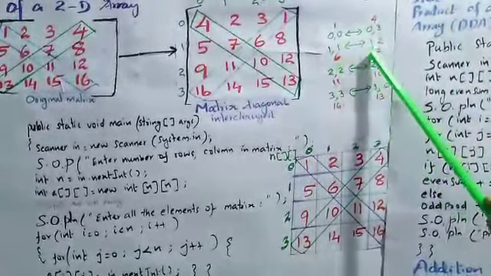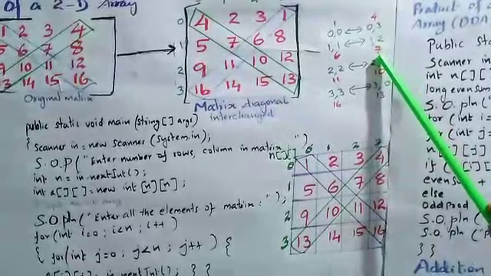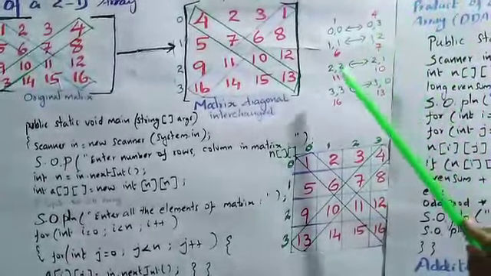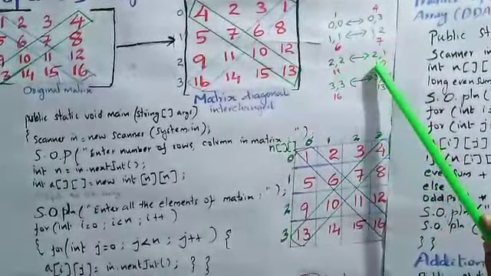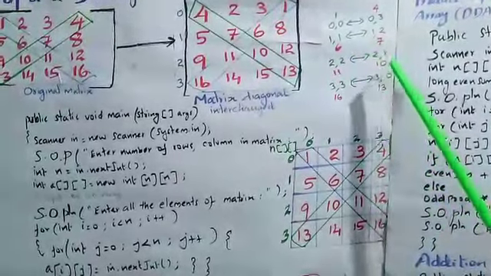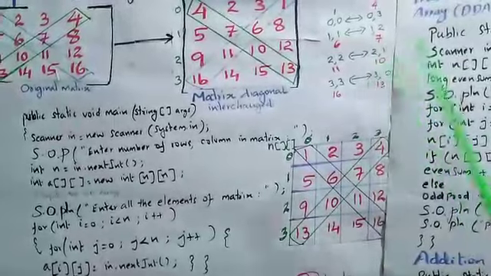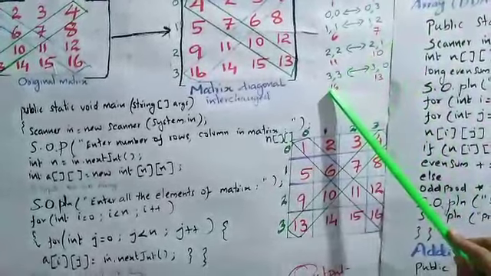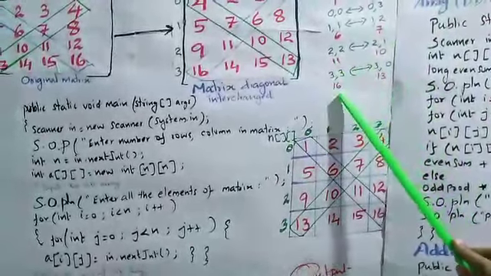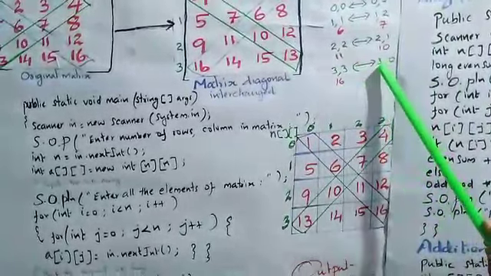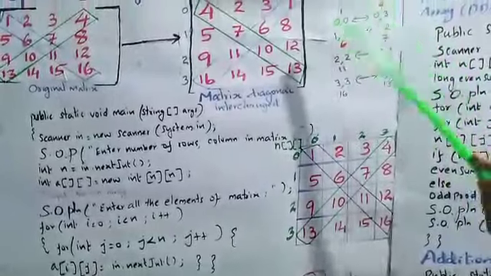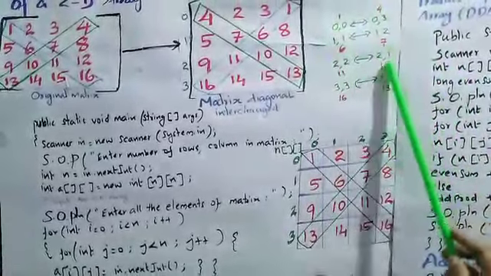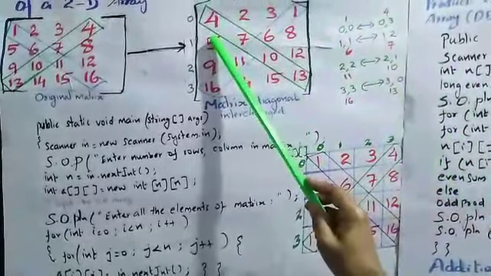6. 1 row second column, which element? 7. Second row second column, which element? 11. Second row first column, which element? 10. Third row third column, which element? 16. Third row 0 column, which element? 13. Now you have to interchange this left and right diagonal, so it will become like this.